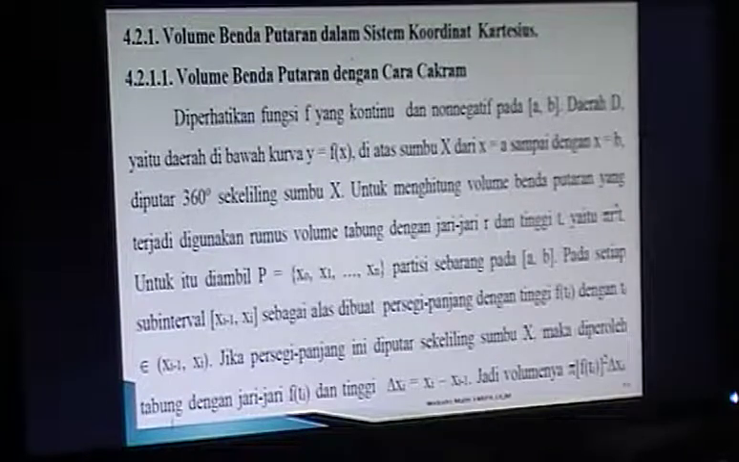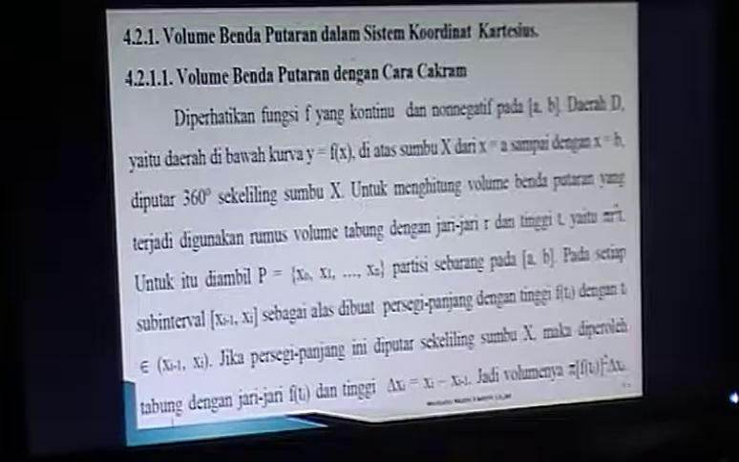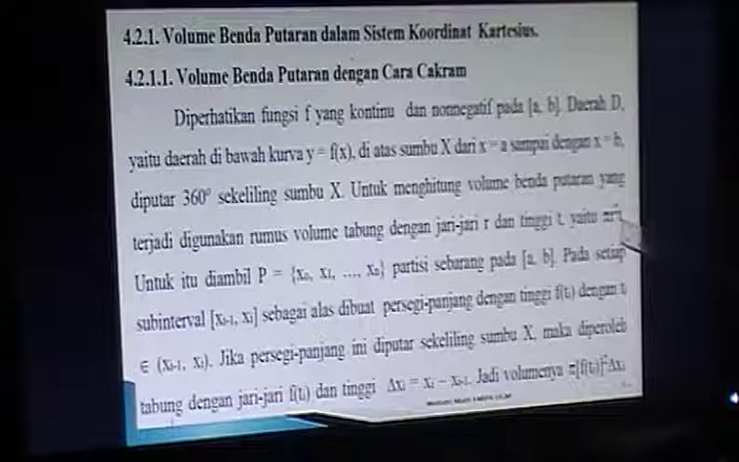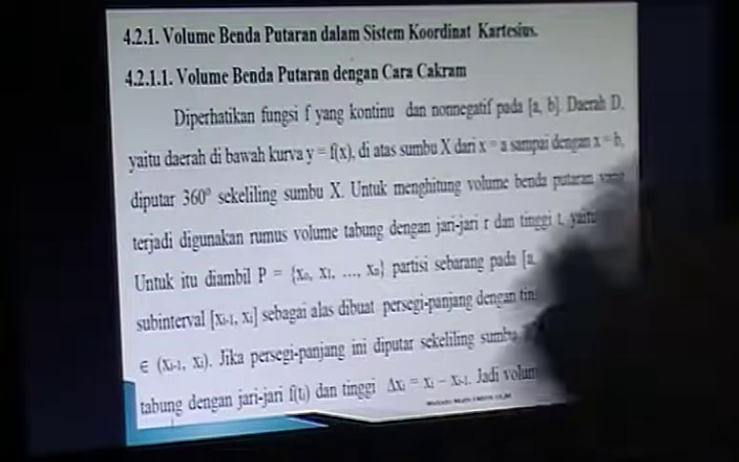And then for computing the volume of the solid revolution, we will use what is called rumus volume tabung. Okay, we just use the volume of a cylinder with radius r and the height t, that is equal to the area pi r square times the height t, so pi r square t. That is the base of the formula to find the formula of the volume of the solid revolution by using this formula.